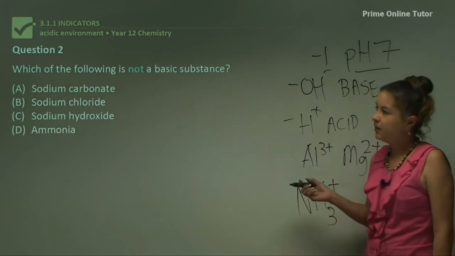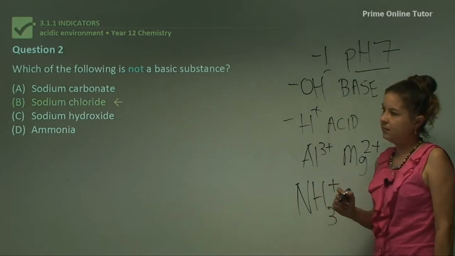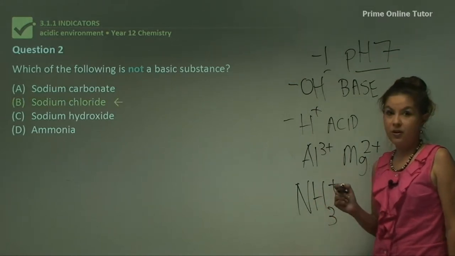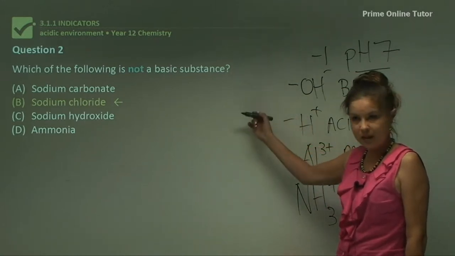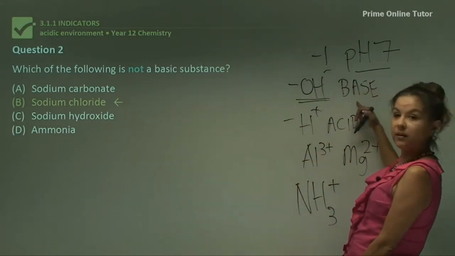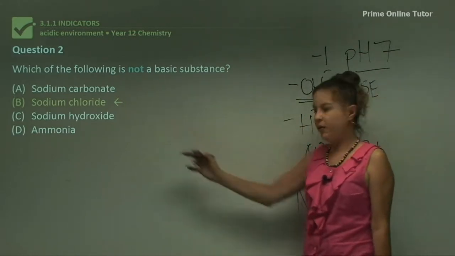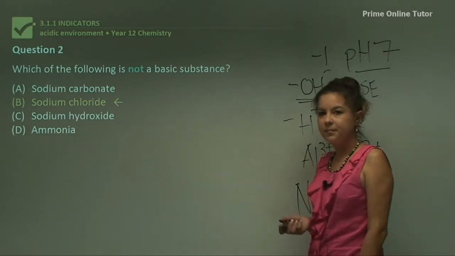Question 2. Which of the following is not a basic substance? Our answer there is sodium chloride, because we have a carbonate, sodium carbonate, that's a base. Sodium hydroxide, OH, that's a base. And ammonia, that's a base. Sodium chloride is neutral.